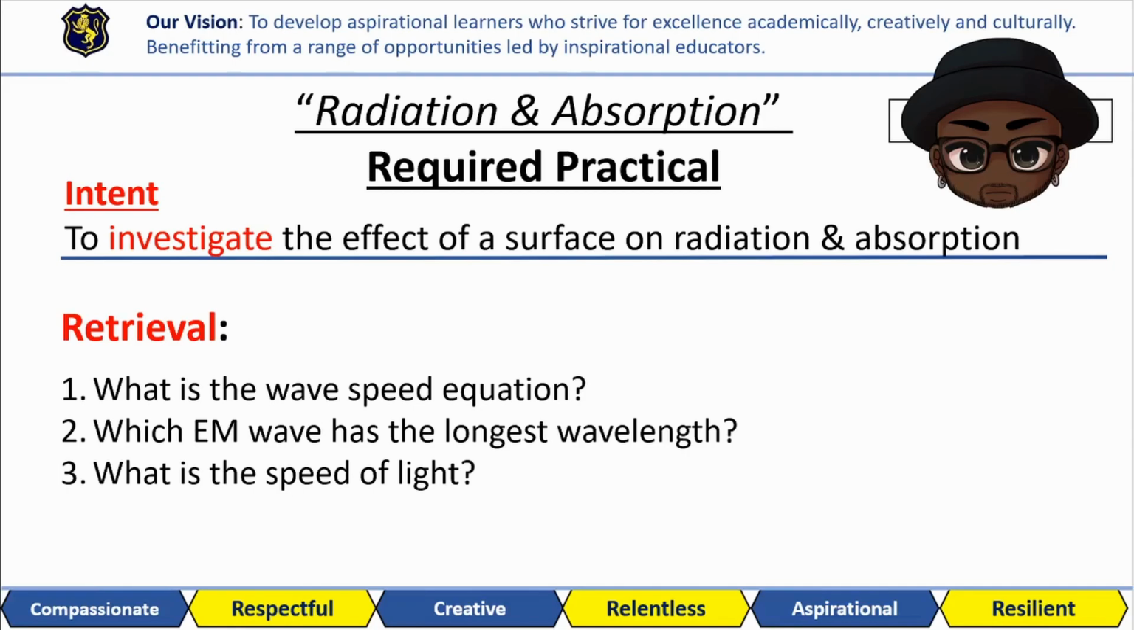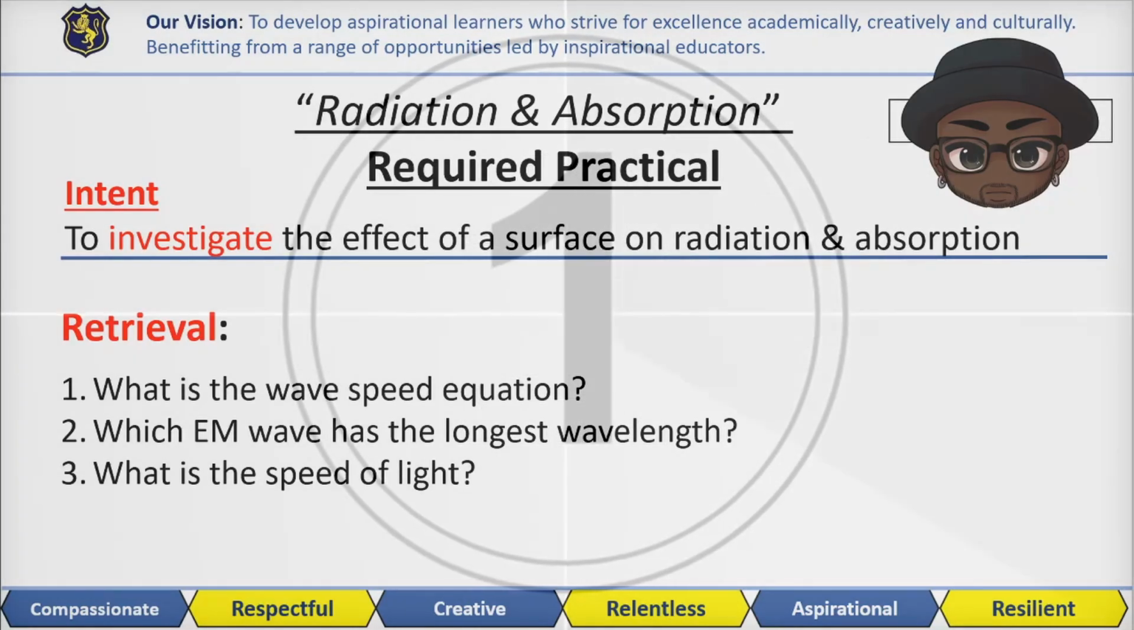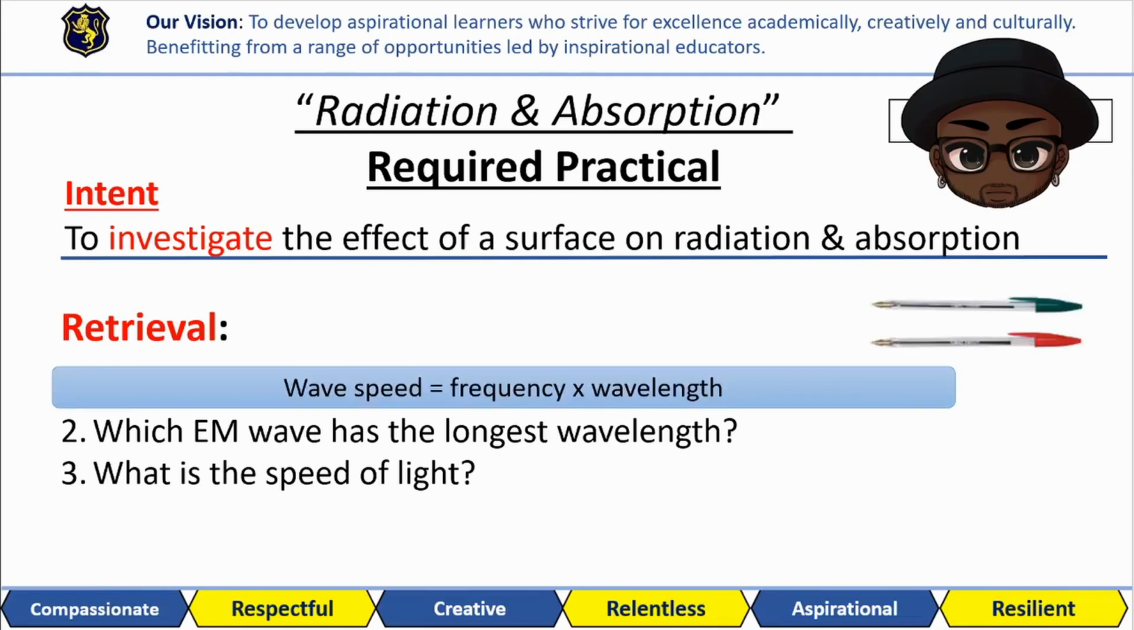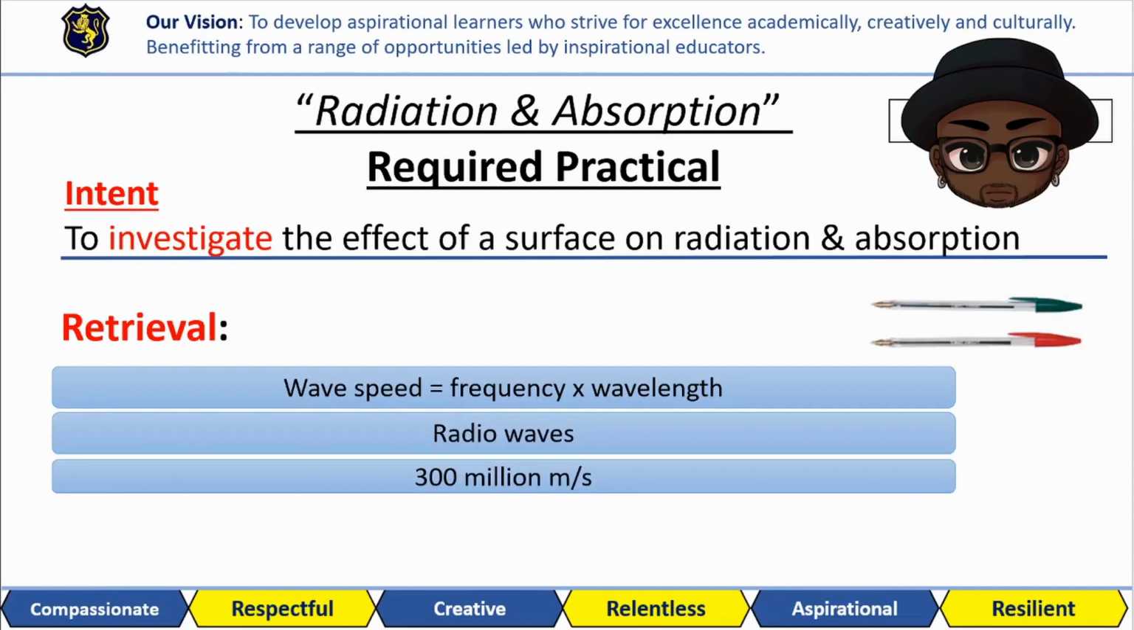Here are the retrieval questions for this lesson. You know what to do. Wave speed is equal to frequency times wavelength. Radio waves have the longest wavelengths, and the speed of light is 300 million meters per second.